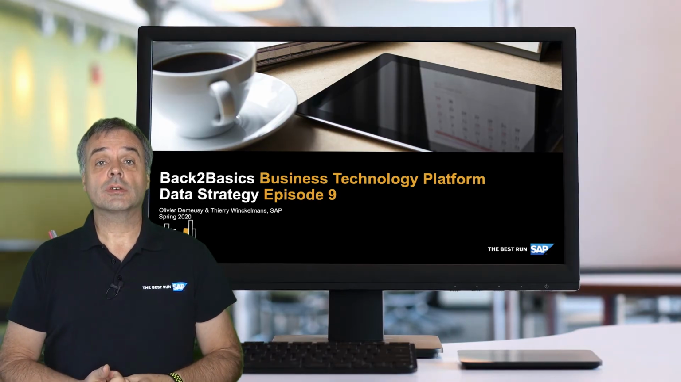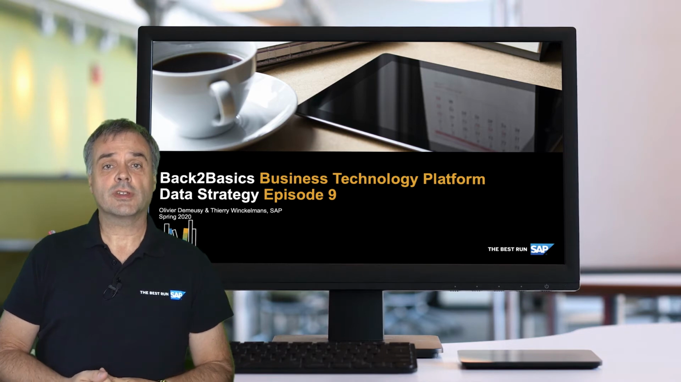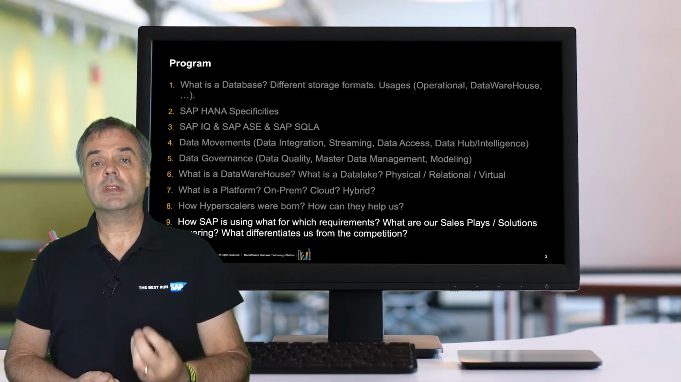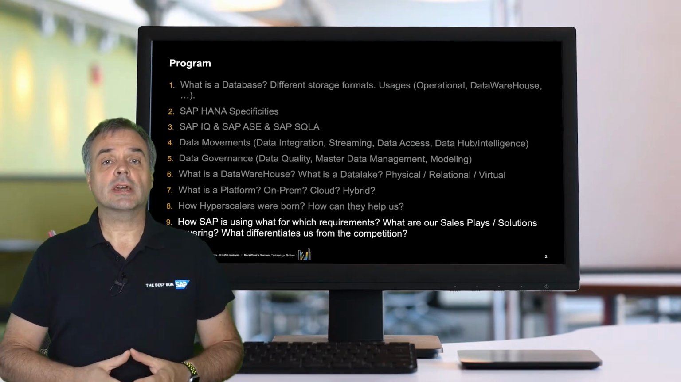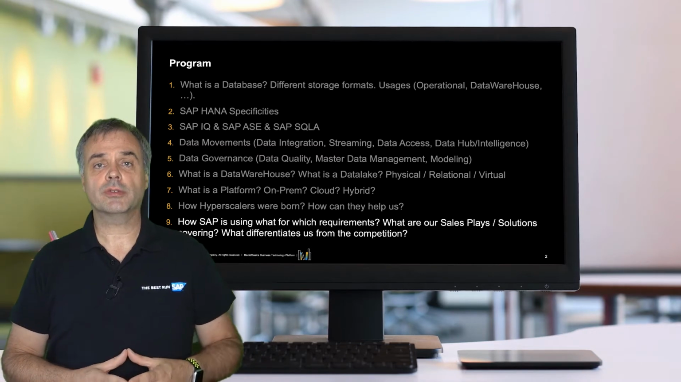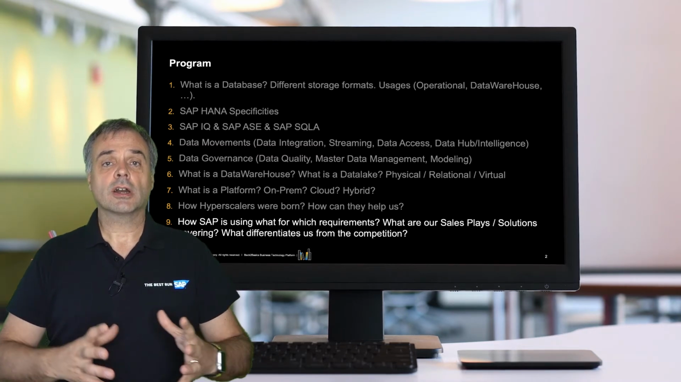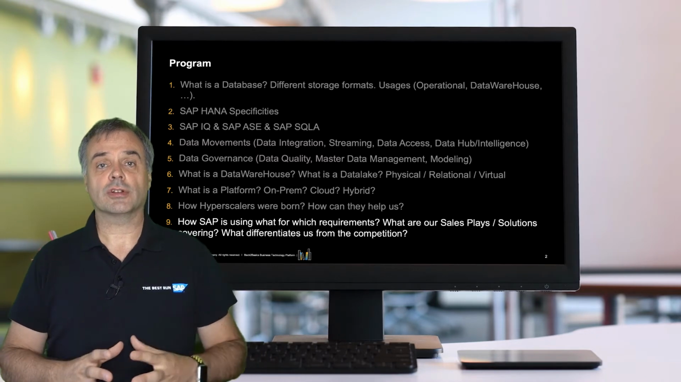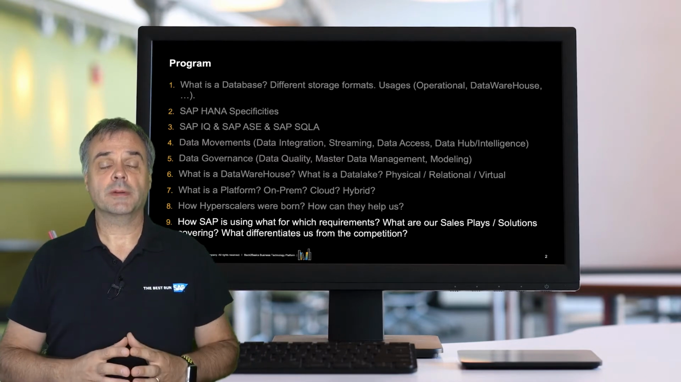Welcome to episode 9 of our series Back to Basics Business Technology Platform. Episode 9 is explaining how all the solutions we've talked about in the previous episodes from 1 to 8 can be put together in order to bring the best results for the company.